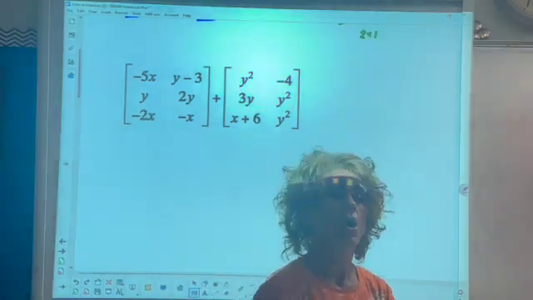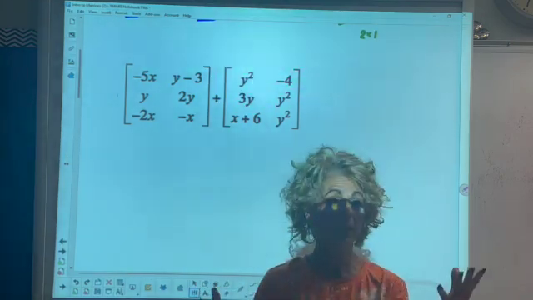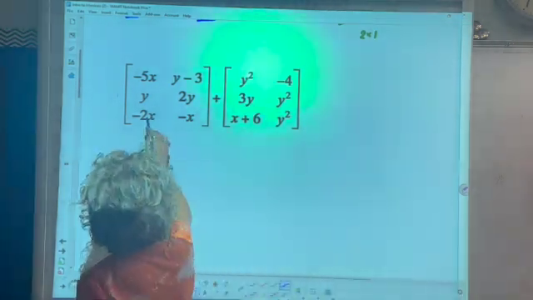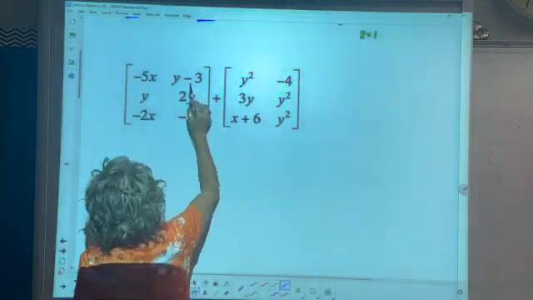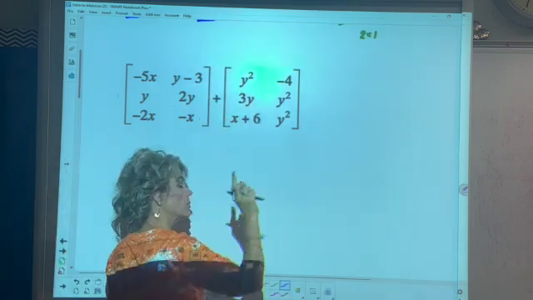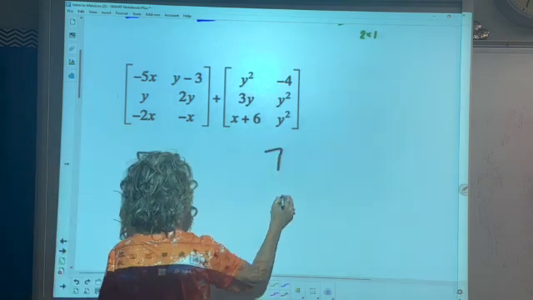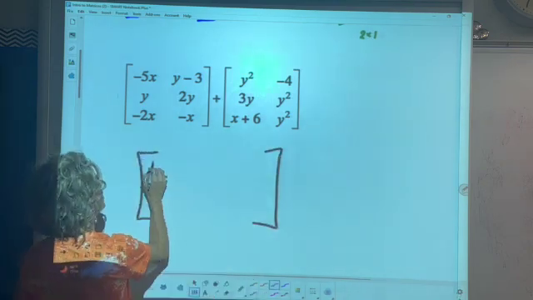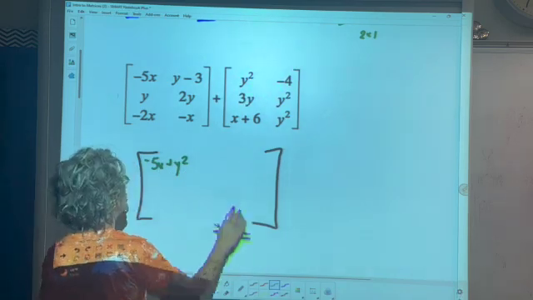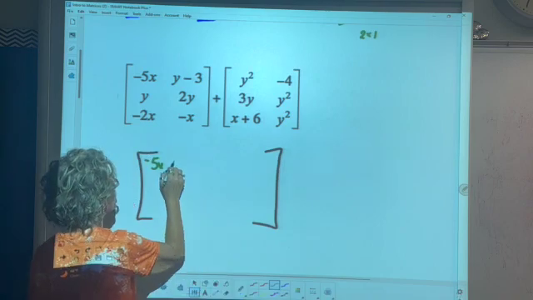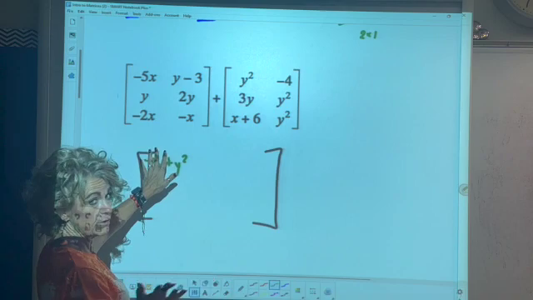Like terms are variables with their exponents exactly alike, or they're just plain numbers. Either way, okay? So this negative 5x plus y squared. Well, I got a negative 5x and I got a y squared. Those are not like terms. So my first entry is going to be very easy because I just have a negative 5x plus y squared. That's as good as I can do it. Plus y squared. So that's as good as that one gets because I don't have any terms that I can add together.